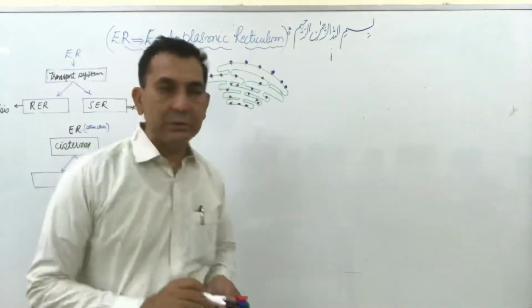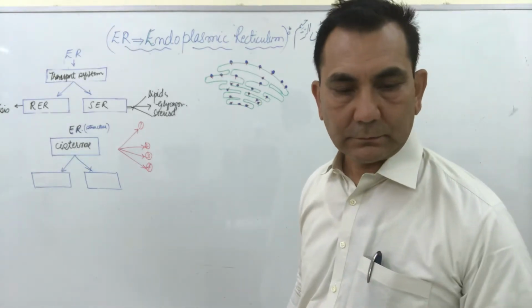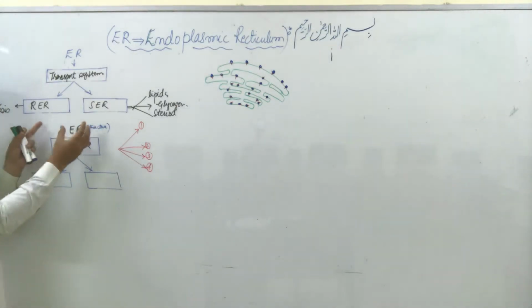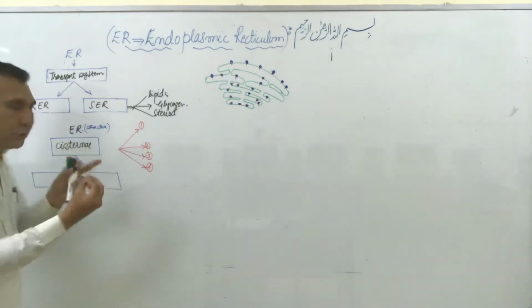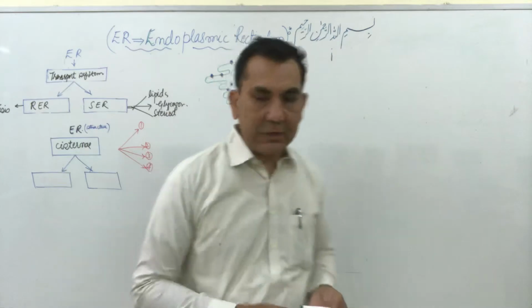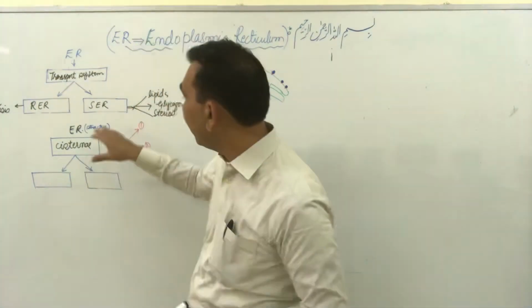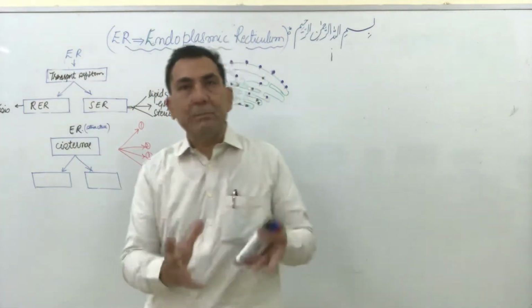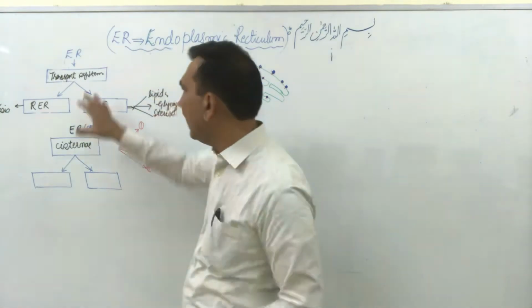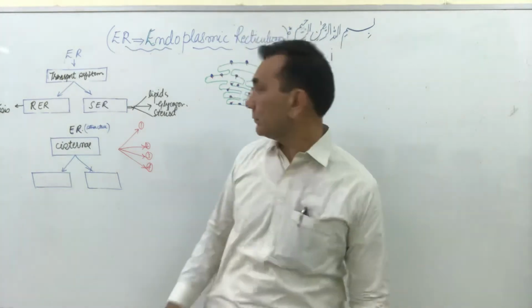The double membranous network, which is the main structure of the endoplasmic reticulum, is called the cisternae. This cisternae is actually a flattened membrane, flattened membrane vesicles, which are the main part that makes the structure of the endoplasmic reticulum and also the structure of the Golgi apparatus as well.